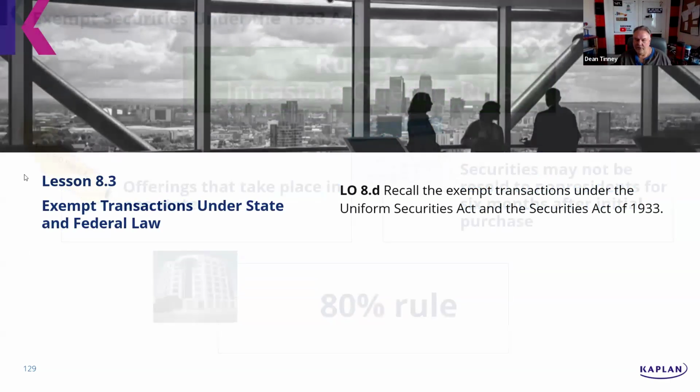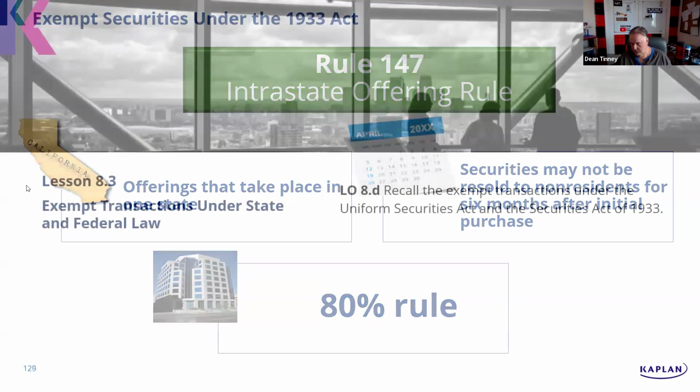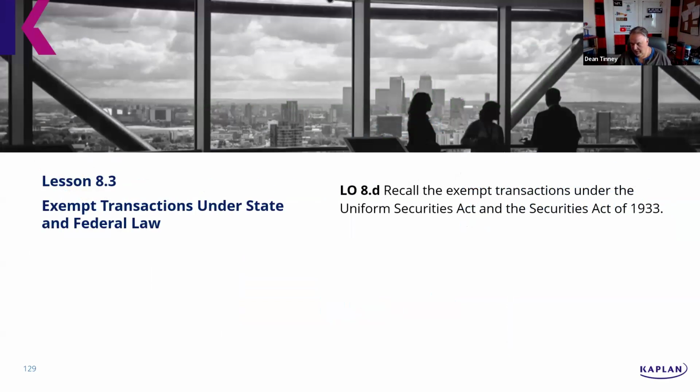All right, so exempt transactions. This is how it's being sold, right? This is a verb. So how am I selling it? I told the SEC that I availed myself of a safe harbor under the '33 Act called Rule 147. Now we're talking about what is the safe harbor for transactions under both the Uniform Securities Act and the '33 Act.